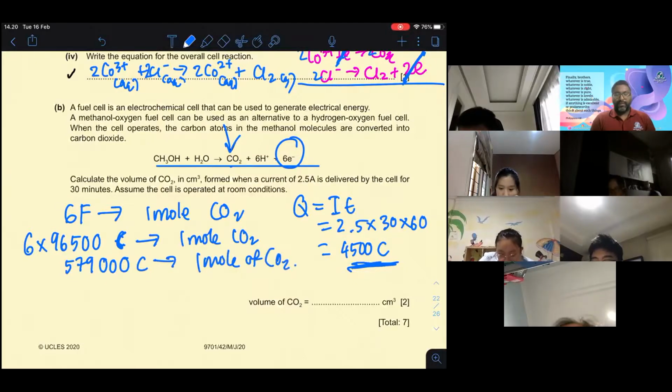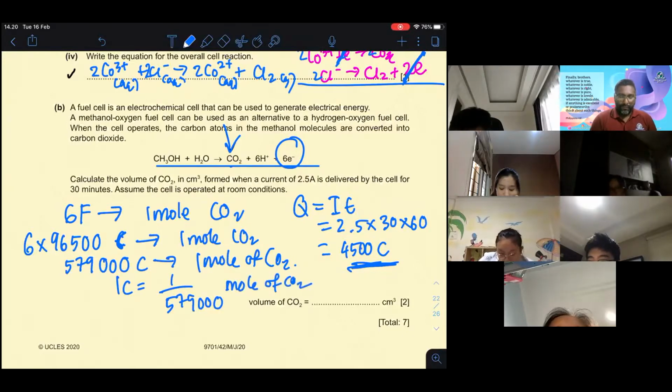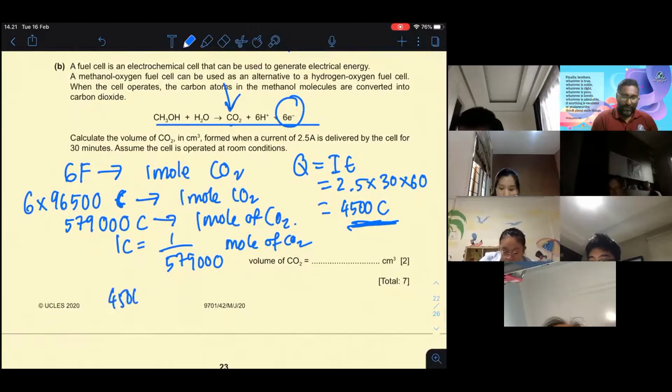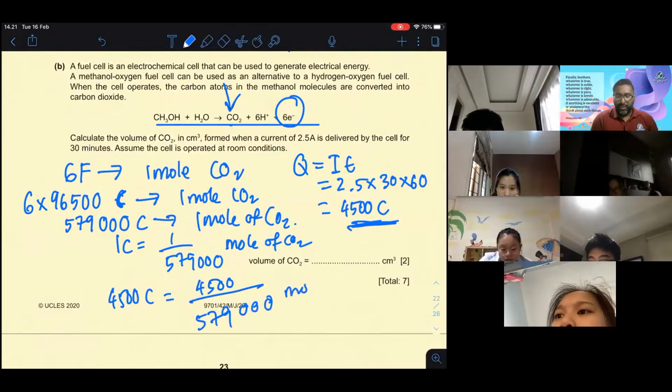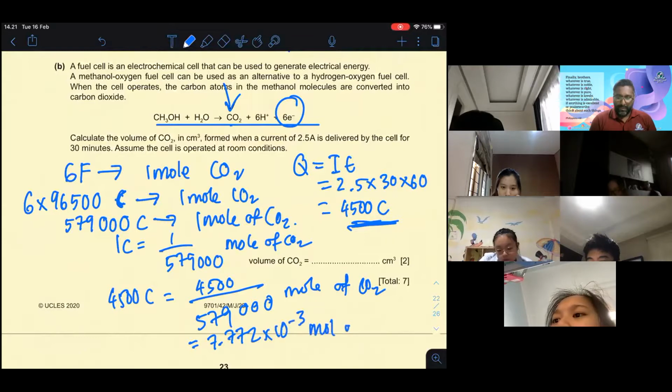I want it for 4,500 only. So 1 coulomb is 1 divided by 579,000 mole of CO2. I want 4,500 coulombs, so you times this: 4,500 over 579,000 mole of CO2. You will get 7.772 times 10 negative 3 mole of CO2.